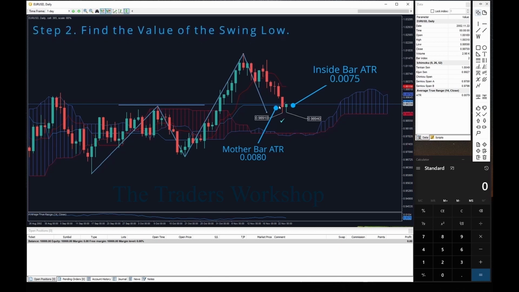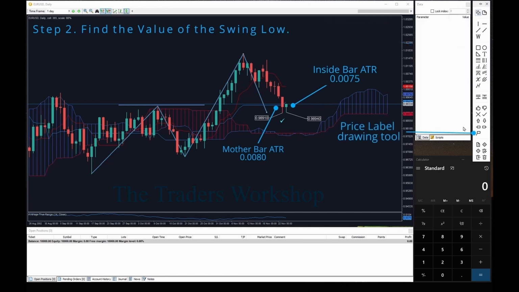Step 2. Find the value of the swing low. We can do the same thing like finding the ATR by looking at our data window, while hovering our mouse cursor on the candle. Or we can use this built-in tool called Price Label, by simply pointing it at the low of the candle. As you can see, I have already used this tool to find the low of the mother bar, and the inside bar.